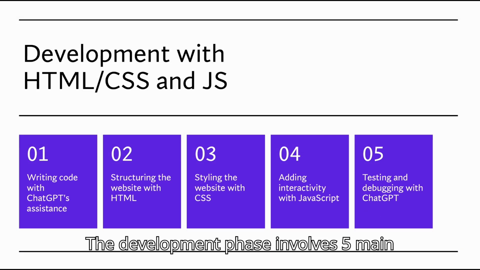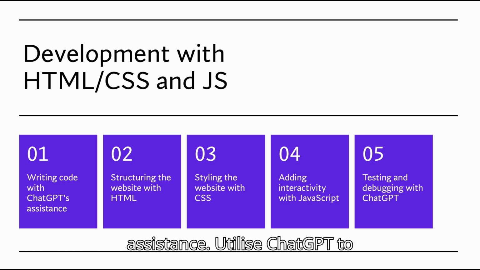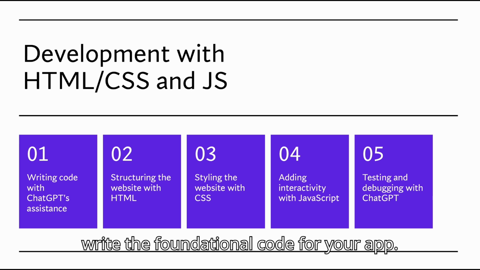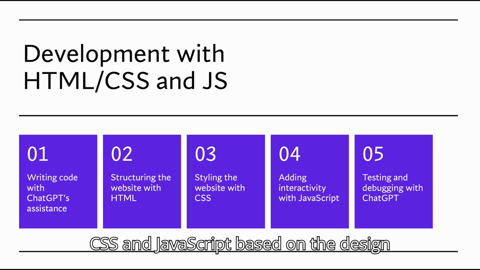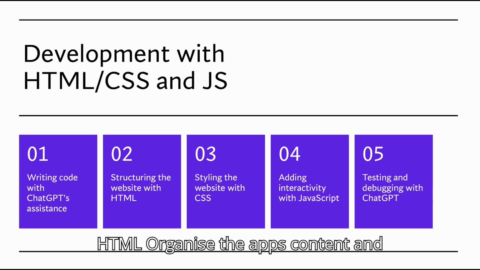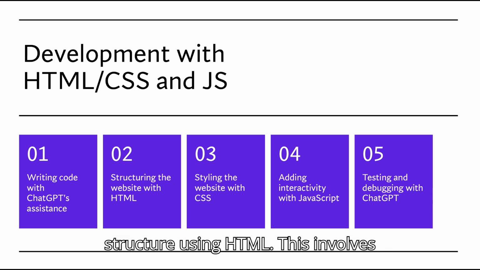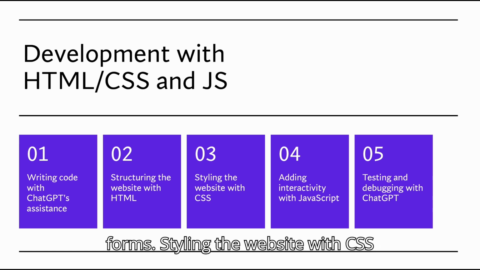The development phase involves 5 main steps. Writing code with ChatGPT's assistance: utilize ChatGPT to write the foundational code for your app. This includes generating HTML, CSS, and JavaScript based on the design mockups. Structuring the website with HTML: organize the app's content and structure using HTML. This involves creating the necessary elements like headers, footers, sections, and forms.